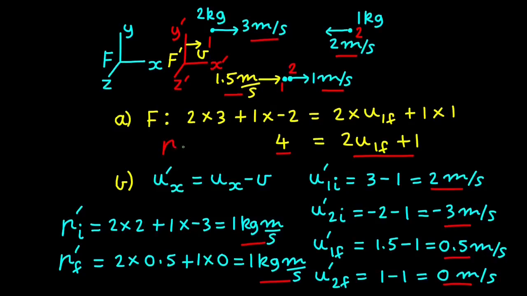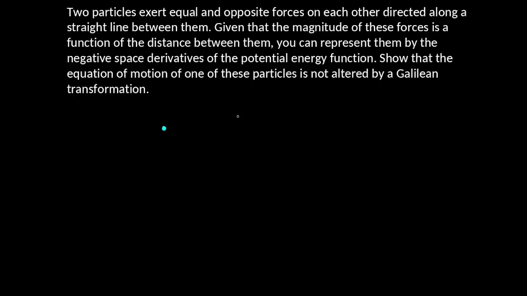Well, we can see that momentum is conserved according to the unprimed observer, and momentum is also conserved according to the primed observer. Two particles exert equal and opposite forces on each other that are directed along a straight line between them. Now, given that the magnitude of these forces is a function of the distance between them, you can represent the forces by the negative of the space derivatives of the potential energy function, or the gradient of the potential energy function. Show that the equation of motion of one of these particles is not altered by a Galilean transformation.